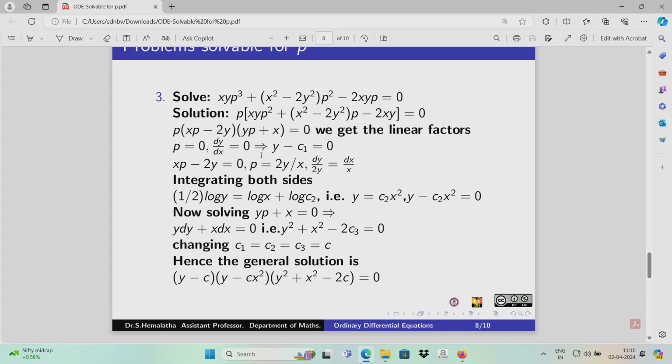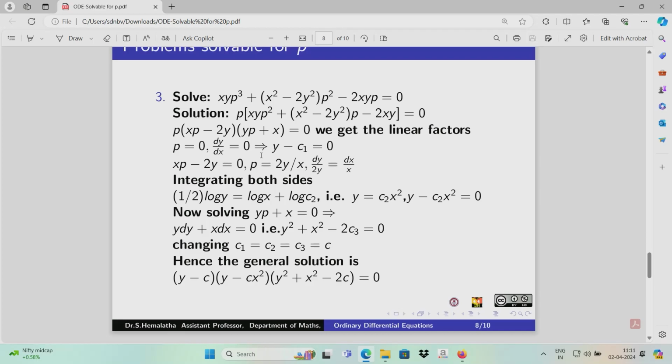You get P product (xp minus 2y) product (yp plus x) in our usual way and equate each one of it to 0. When you talk about the integration step in the second factor, it is integral dy by 2y. So 1 by 2 integral dy by y is nothing but log y. So we have log y equal log x plus log c2. Log c2 is inserted because that logarithm can be removed by taking exponential on both sides. And apply some basic logarithmic rules, you get the solution as y equals c2 x power 2.